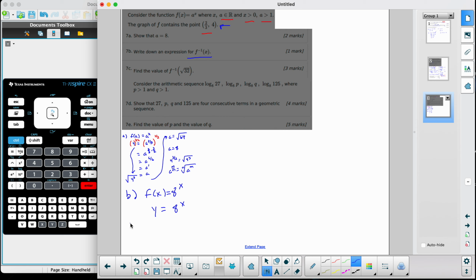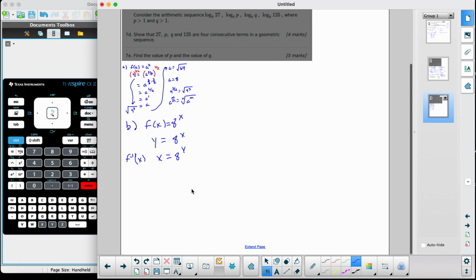And to do the inverse, remember, at f negative 1 of x, that's where we switch the x and the y, and we solve for y, okay? Now, I'm going to take the logarithm of each side, but I'm going to do a base of 8. Log base 8 of x equals log base 8 of 8 to the y power.